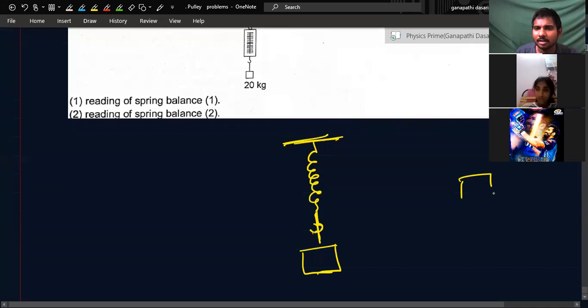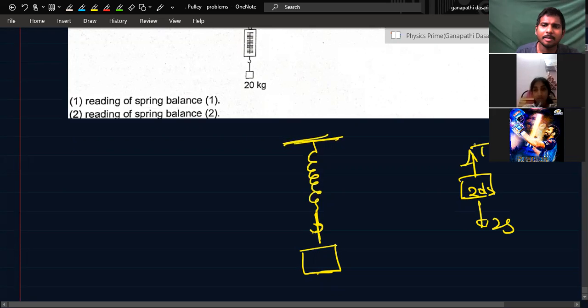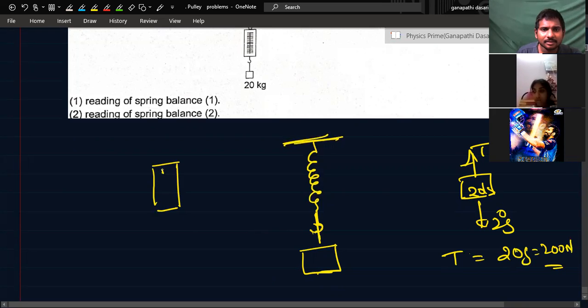So here on the block, 20 kg, isn't it right? Yes, sir. 20 g will be downwards. Tension will be upwards. The tension will be how much? 20 g. That is 200 newtons or not? Yes, sir. Now the spring is there.